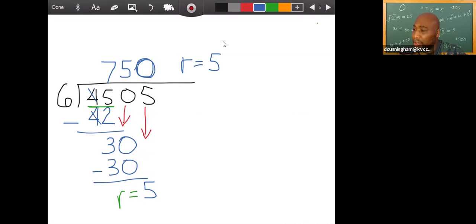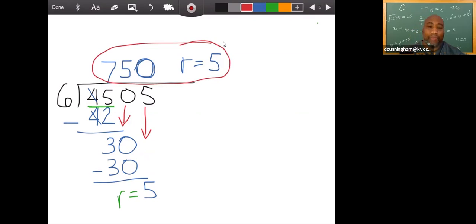So this particular answer has a remainder. Again, not all answers have a remainder, but this one does. And notice your remainder is less than this number, 5 is less than 6. Now, if that was greater, then 6 can go into another number that is bigger than itself.